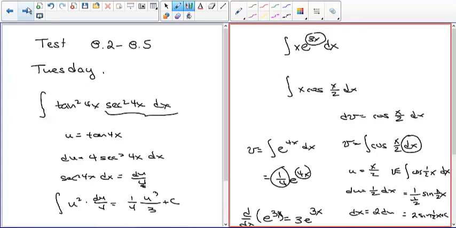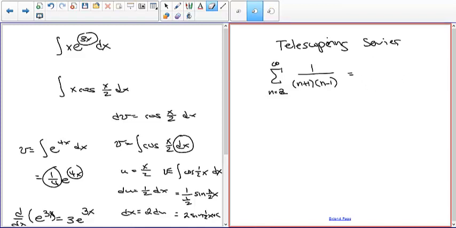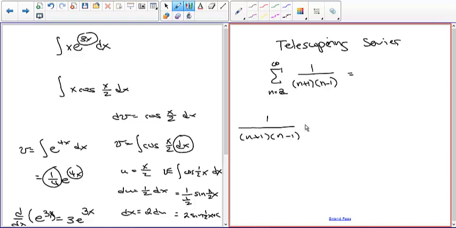Okay, so what we were doing yesterday was talking about telescoping series, and I said that this is probably going to equal that, but I'm not sure. So what we have to do is use partial fractions to figure out what the two coefficients are to break this into two fractions instead of one fraction.